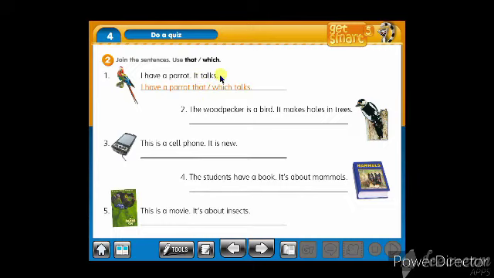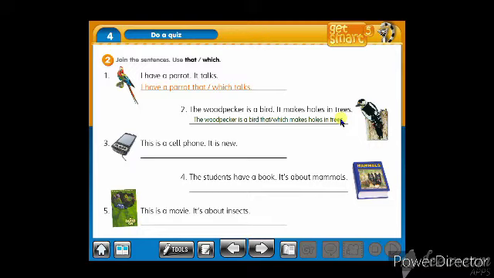And which is used more in writing. Okay? The woodpecker is a bird. It makes holes in trees. What am I going to say? Again, it is referring to the woodpecker. The woodpecker is a bird that or which makes holes in trees.